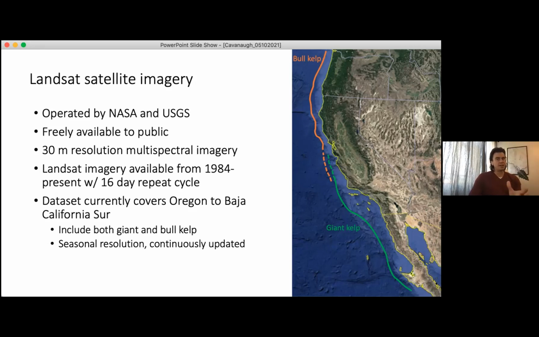And so we've created a seasonal time series from this data set, just to make sure that we have at least one to a few good observations that we can average for each season. So we've created seasonal coverage from 1984 to the present. It's continuously being updated. Currently, we have data from the southern range limit of giant kelp in central Baja up through Oregon. So it covers both species of large canopy-forming kelps, bull kelp and giant kelp. Fantastic data. It's freely available to the public. So really useful from a scientific perspective.